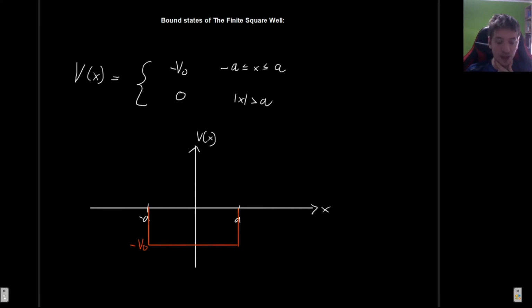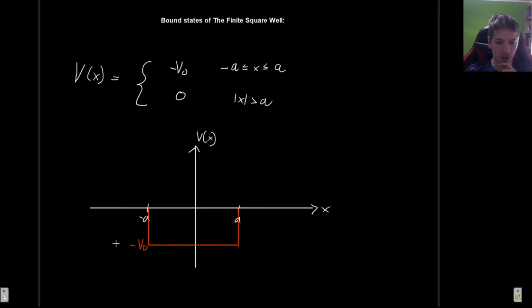So the potential that we're dealing with is this one over here, minus some amount V0, where V0 is just some positive constant, between the range minus a and a, and it's going to be 0 anywhere else. So that's the potential that we're going to be dealing with. And as I said, we're going to begin dealing with bound states, which basically means, as we have seen many times before, energy has to be negative. So let's now solve the Schrödinger equation for all of our regions of interest.